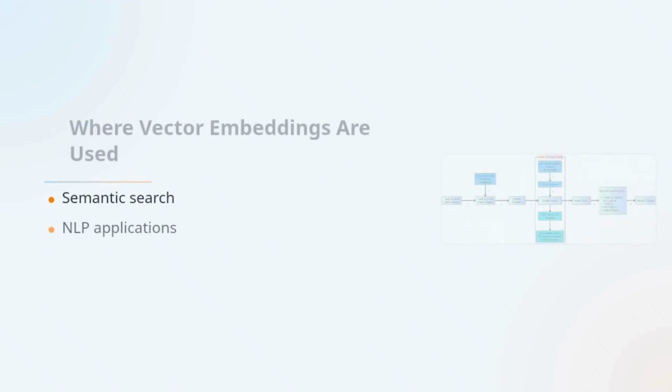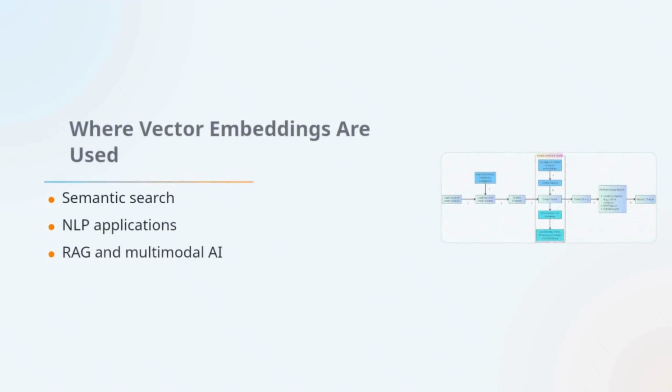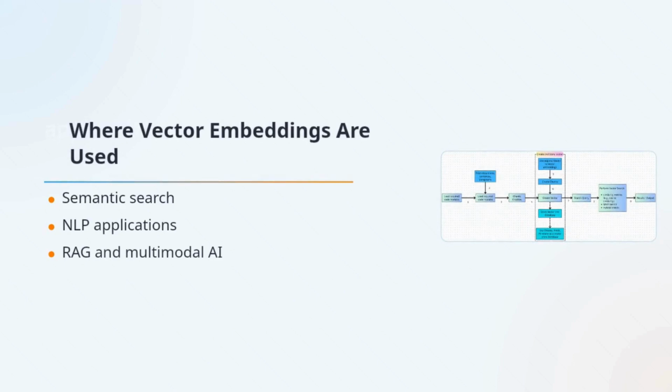Vector embeddings are used across modern AI. In semantic search, both the user query and documents are converted into vectors, so the system can search by meaning. In natural language processing, embeddings help models understand context and relationships between words or sentences. In LLM-based applications like ChatGPT with retrieval augmented generation, embeddings help fetch relevant knowledge. And in multimodal AI, models like CLIP can place text and images into a shared embedding space.